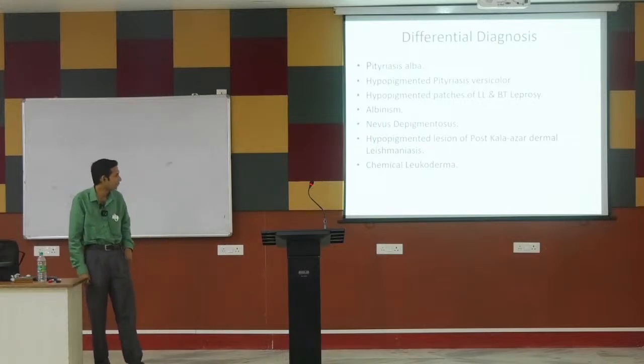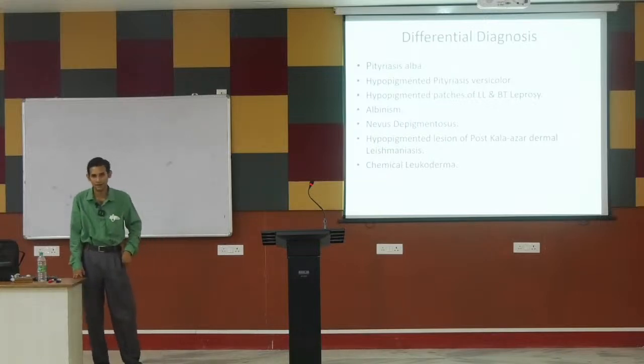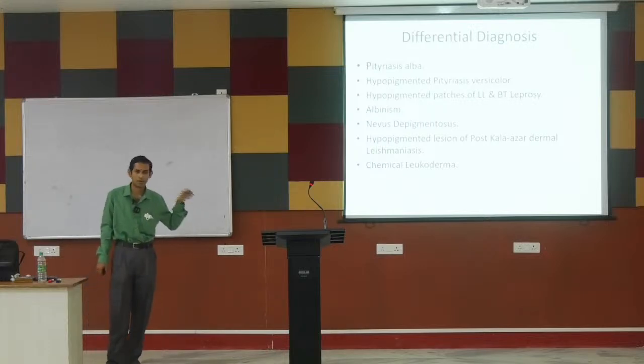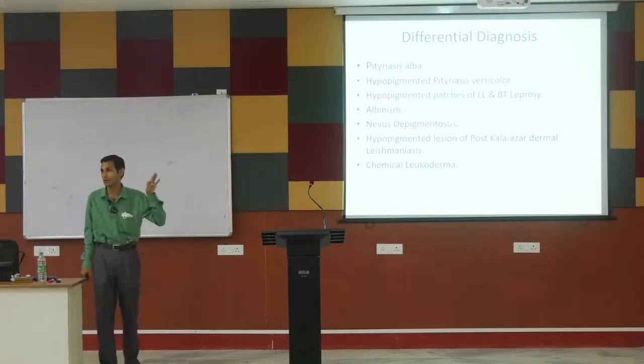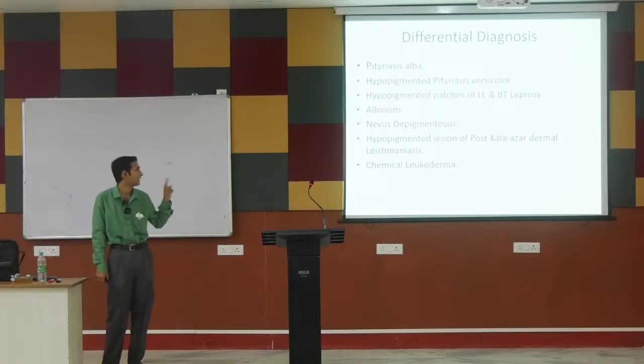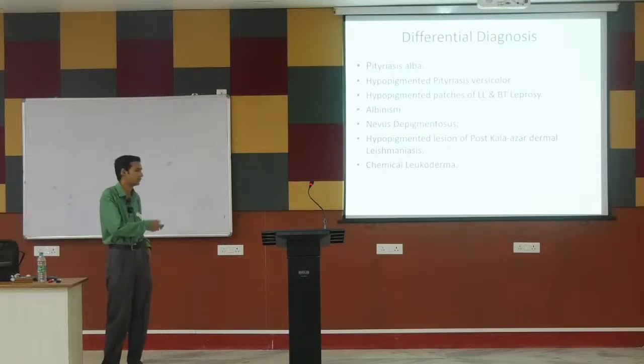And now coming to the hypopigmented lesion of post-Kala-azar dermal leishmaniasis, the hypopigmented lesion of PKDL. Obviously there will be a history of Kala-azar. There will be hepatomegaly or splenomegaly, and after Kala-azar this type of hypopigmentation is sometimes found. And particularly the patient may come from a particular geographic area, which is most important, and it helps to differentiate PKDL hypopigmentation from vitiligo. And lastly, the chemical leukoderma, which is the most important thing.